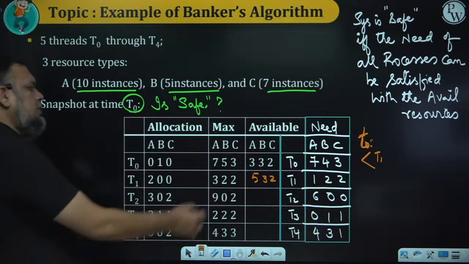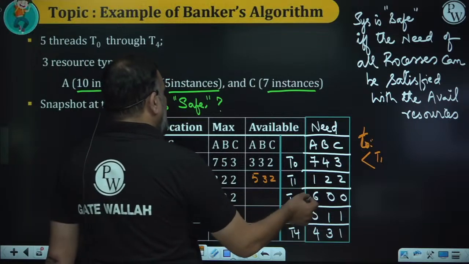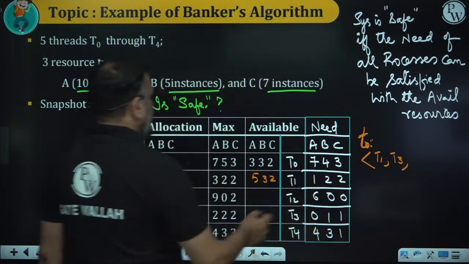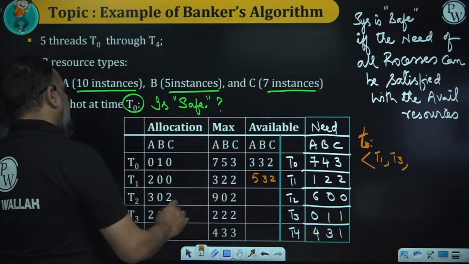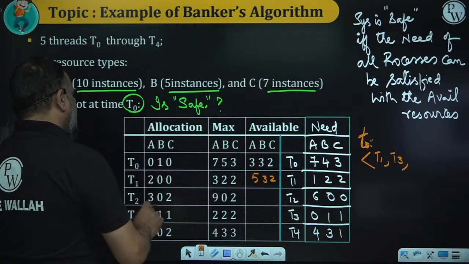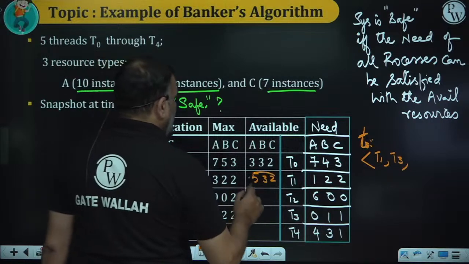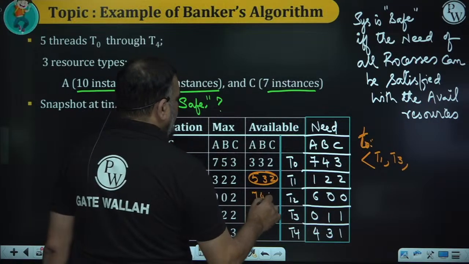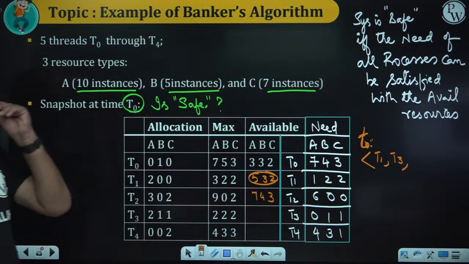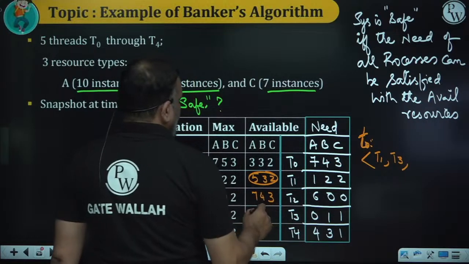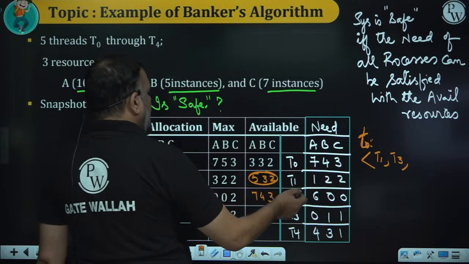So now with 532, I cannot satisfy the need of T2, but I can satisfy the need of T3. So I will take up T3 next. T3. तो T3 की नीड सेटिस्फाई करने के बाद हमारा न्यू अवेलेबल क्या बनेगा? T3 का करंट एलोकेशन हम यहां ऐड कर देंगे, वो बनेगा 743. Now with 743, I can take up the need of either T0 or T2 or T4.